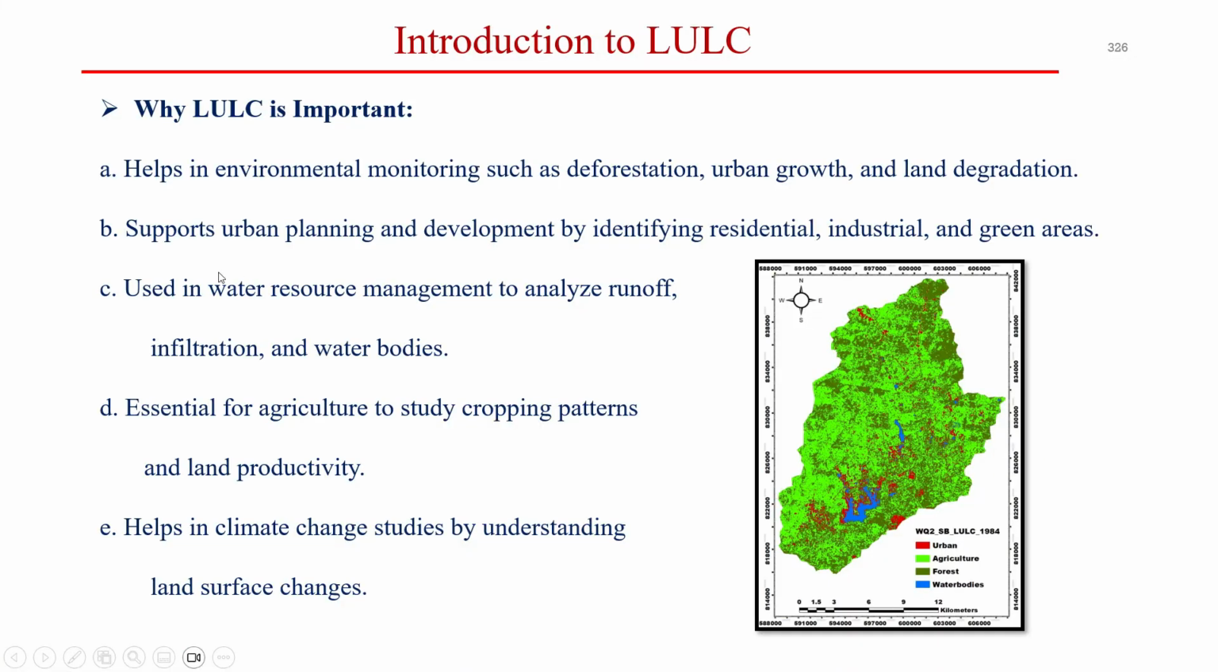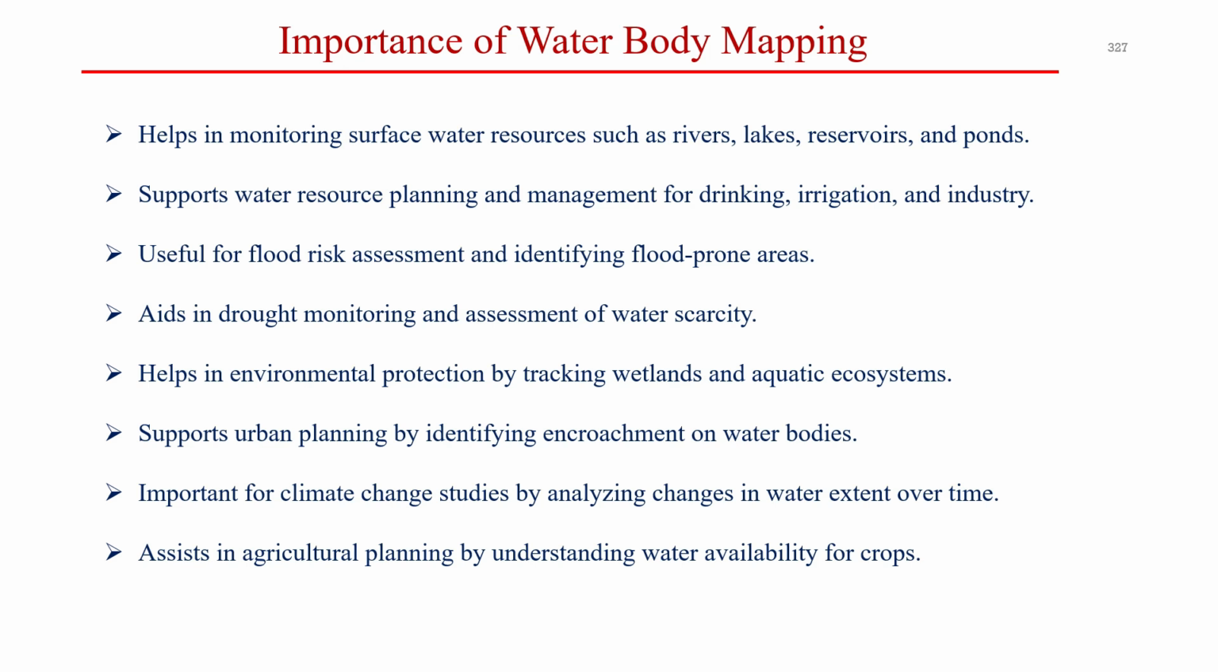Then it supports urban planning and development by identifying the residential, industrial, the green areas. It is used for water resource management to analyze the runoff, infiltration, the water bodies. In agriculture to study the cropping patterns, land productivity, and it helps in climate change studies by understanding the land surface changes. Now the particular exercise that we'll be doing is the water body mapping.